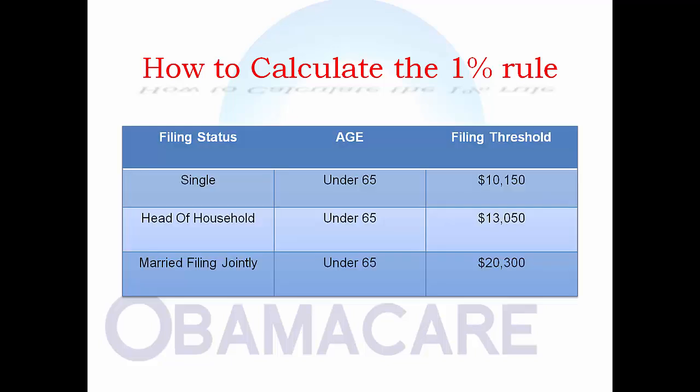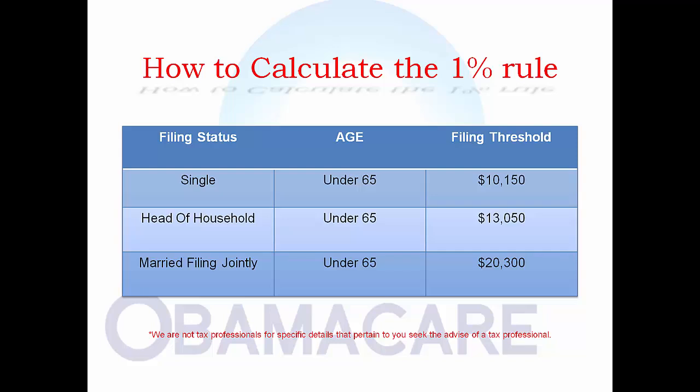To look at it a different way, the chart is like this. If you're single, under age 65, your filing threshold is $10,150. What does that mean? It means that by federal law, if you make more than $10,150, you need to file a federal tax return. If you're head of household under 65 and make more than $13,050, you need to file a federal tax return. And again, married filing jointly under 65, $20,300. Those are the income requirements, called filing thresholds, that require us to file tax returns.